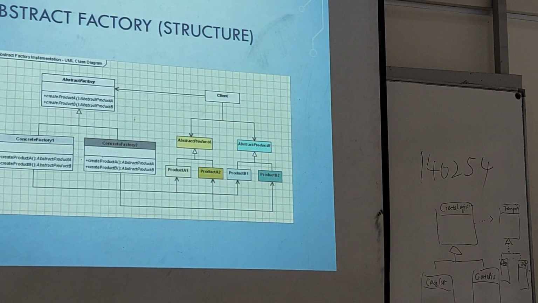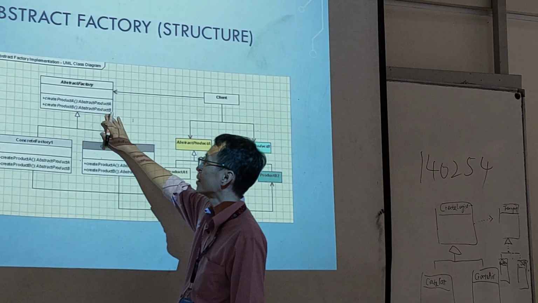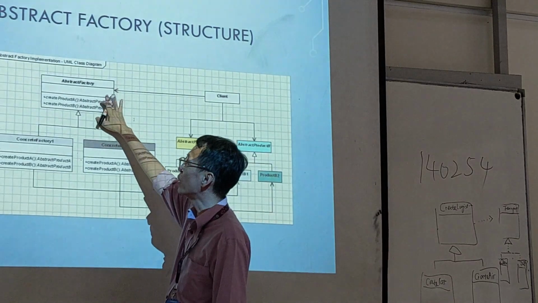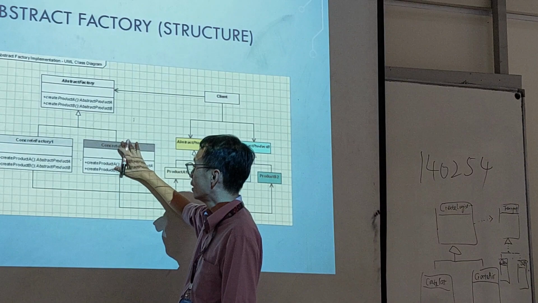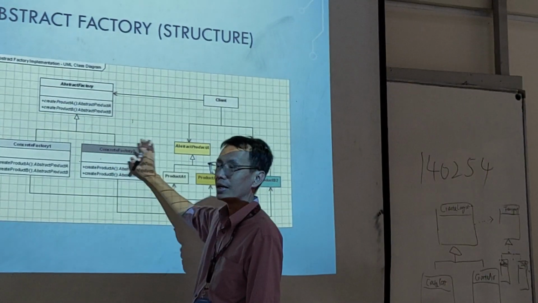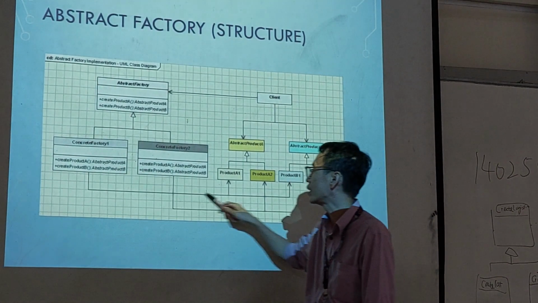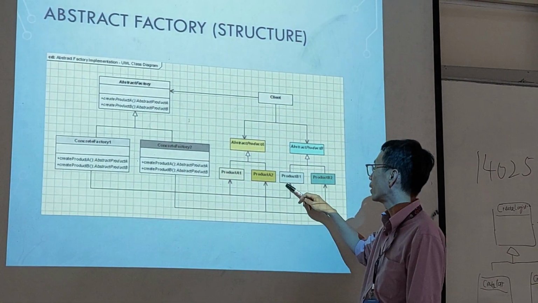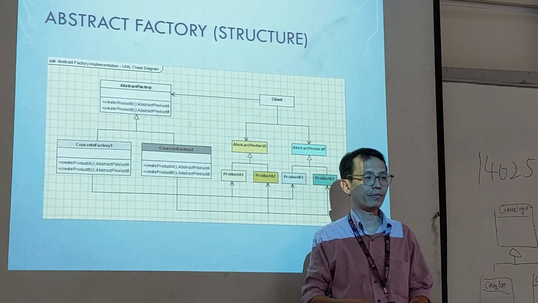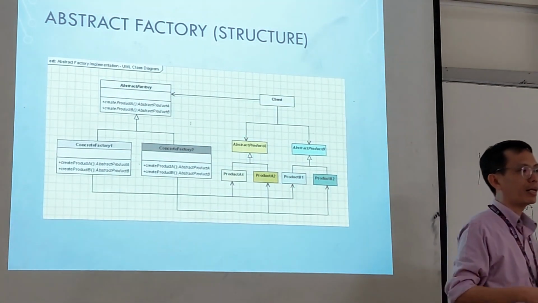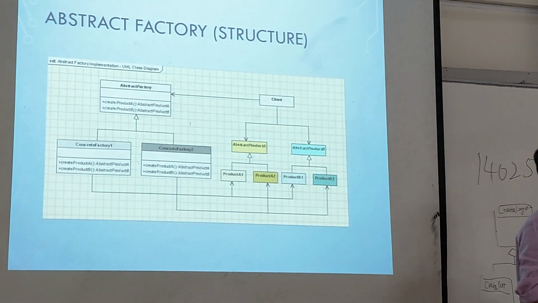Abstract factory class. So you put in abstract factory, and then this is concrete factory 1, concrete factory 2, and 3, and so on. Then you relate to different products. This factory is to create this product. This factory is to create this product. Okay. So this is the abstract factory class. It allows us to create a family of products.